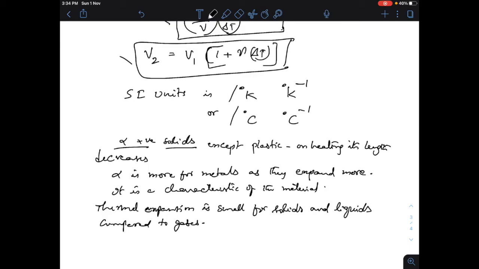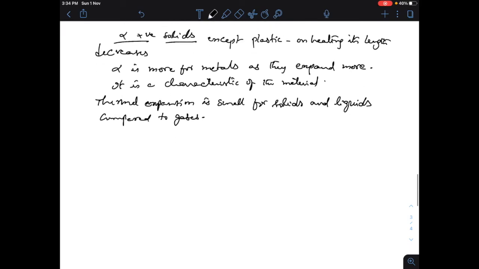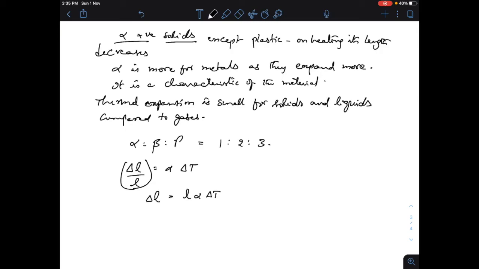Now, let us see what is the relationship between these three coefficients, alpha is to beta is to gamma, and that comes out to be 1 is to 2 is to 3. So, let us see how we get that. There are two ways that we can do it, and the simplest way is, we have this relation delta L by L is equal to alpha delta T. So I'll write delta L is equal to L alpha delta T.